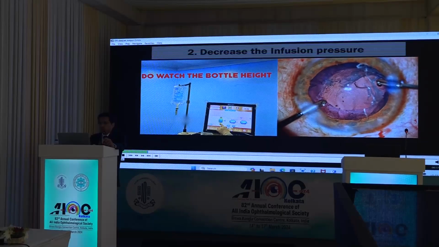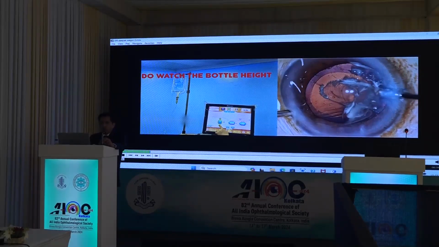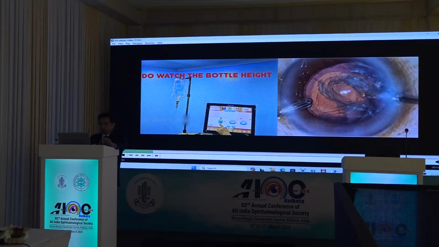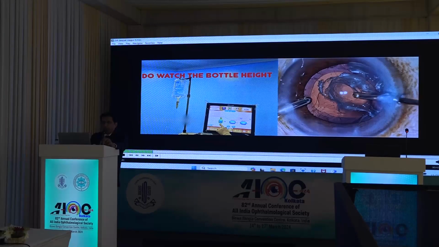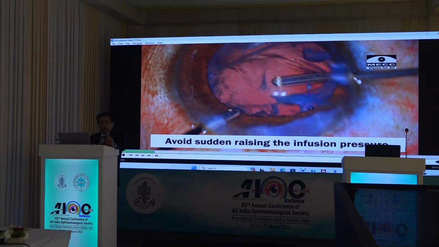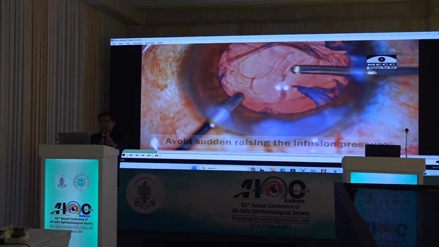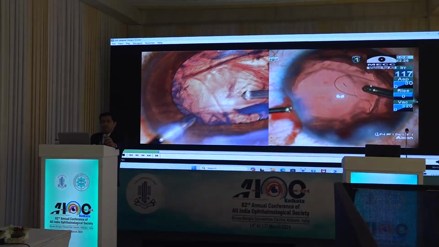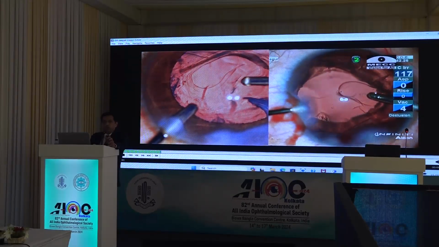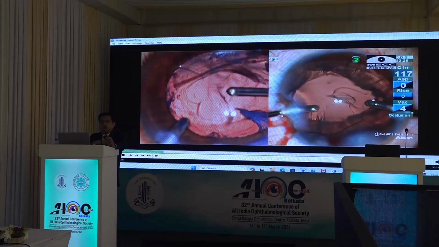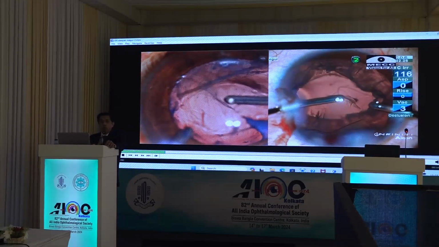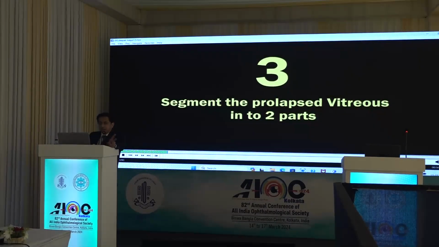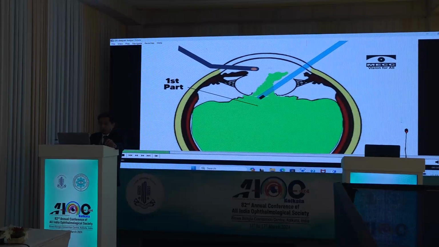Second, which is often missed, is the bottle height. When you're doing phacoemulsification, the bottle height is set at 90 centimeters. And when you start doing vitrectomy, you again keep it at that only. That is one which is going to cause us a lot of problems. So watch out for the infusion pressure. A sudden raise in the infusion pressure in a deep chamber where it has become unicameral is going to blow out the posterior capsule.